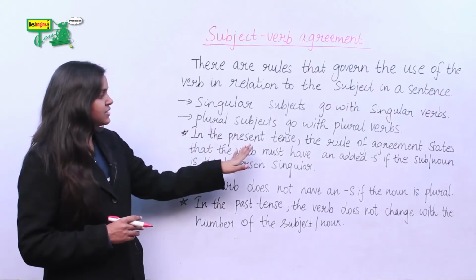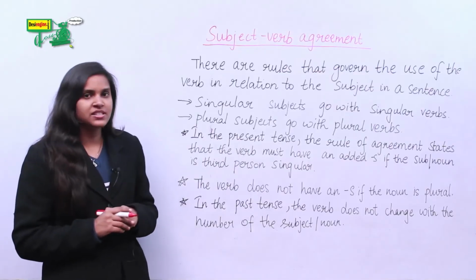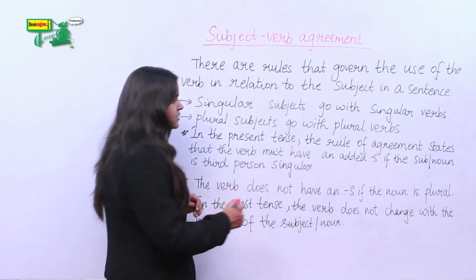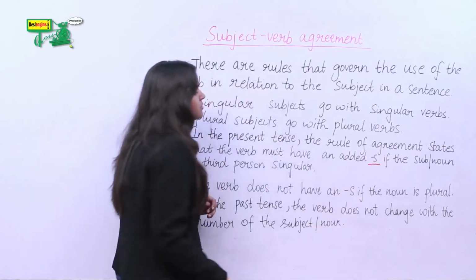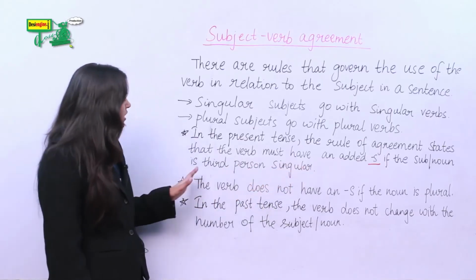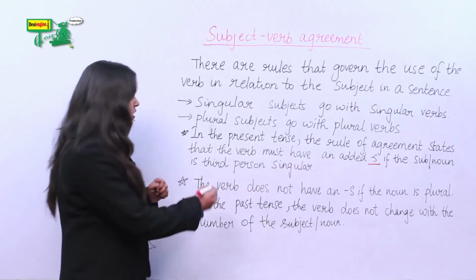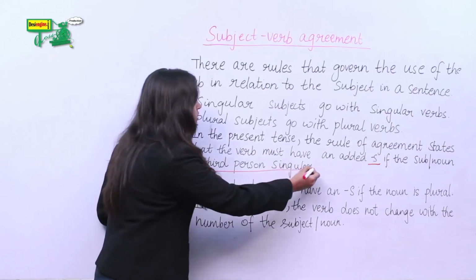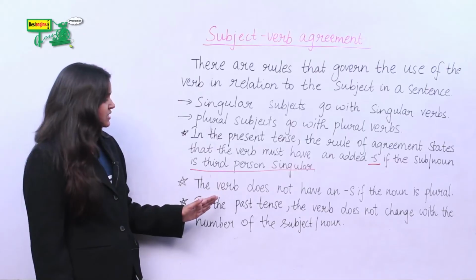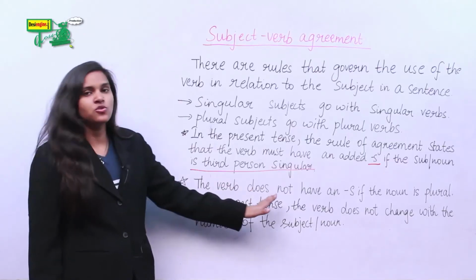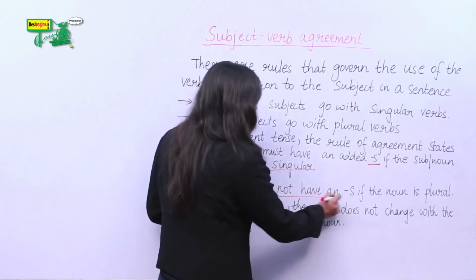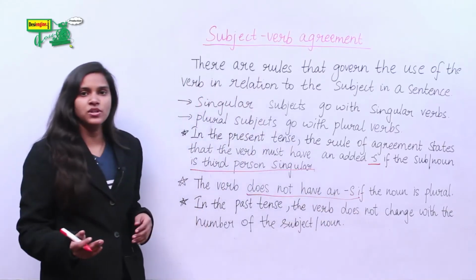In the present tense, the rule of agreement states that the verb must have an added s, the verb must end with s if the subject or noun is third person singular. The next rule says that in the present tense, the verb does not have an s if the noun is plural.